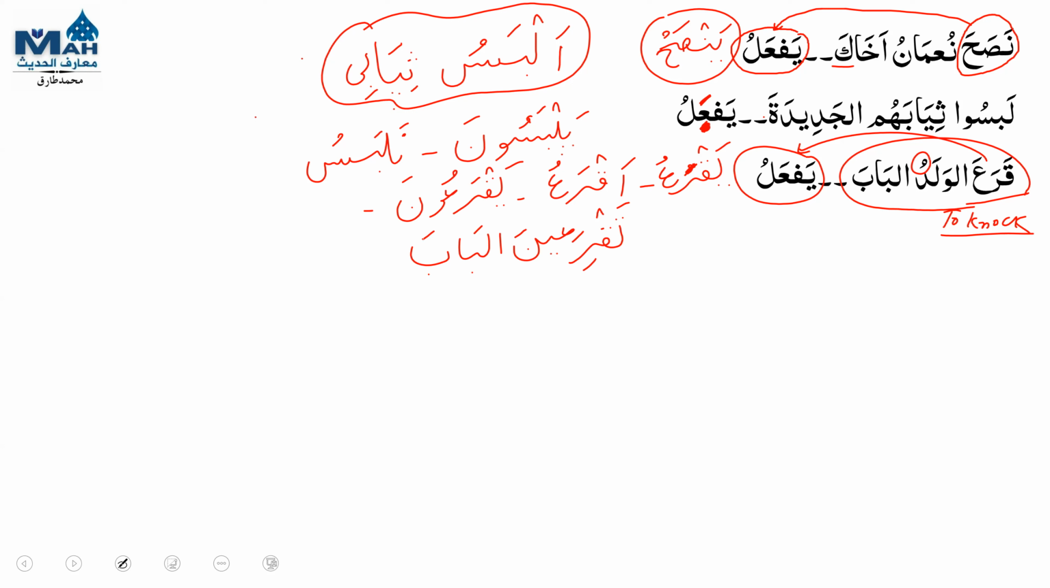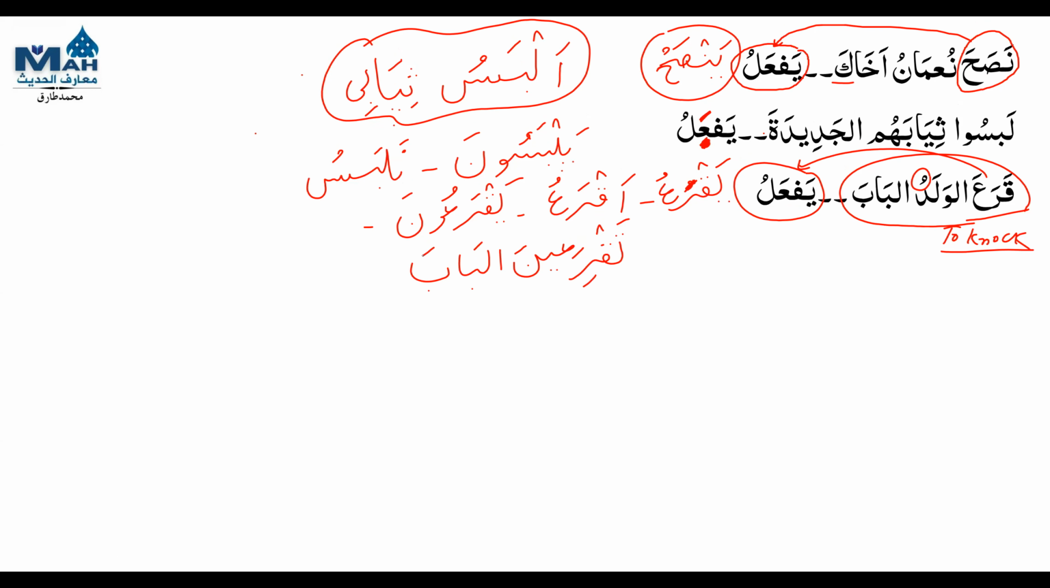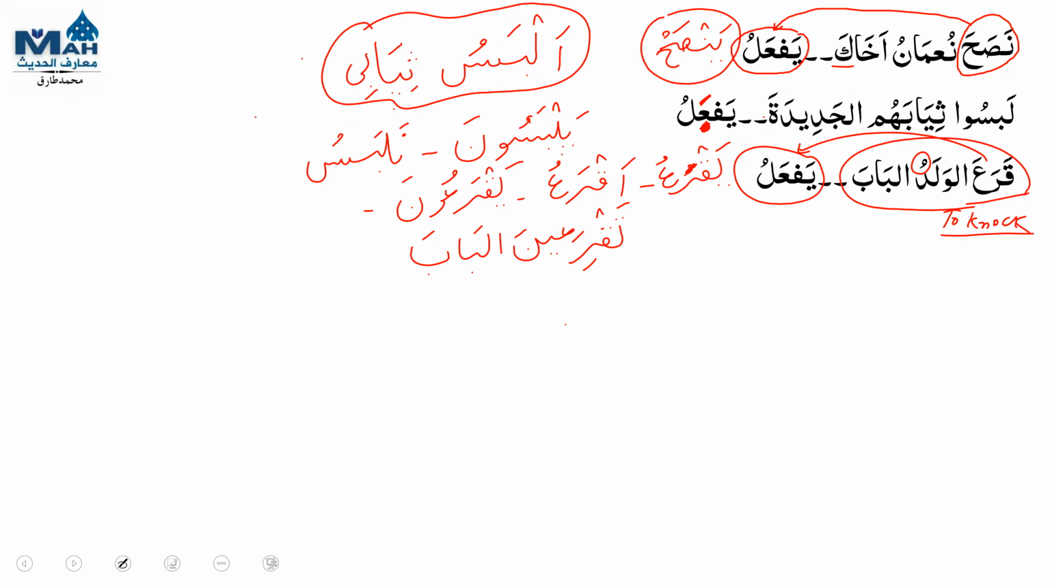We are knocking the door: naqra'ul baba. Where are you? You are calling your friend by mobile and you are saying, Naqra'ul baba. What will you say? Aina anti? We are knocking the door. And she will say, Ajlisu.